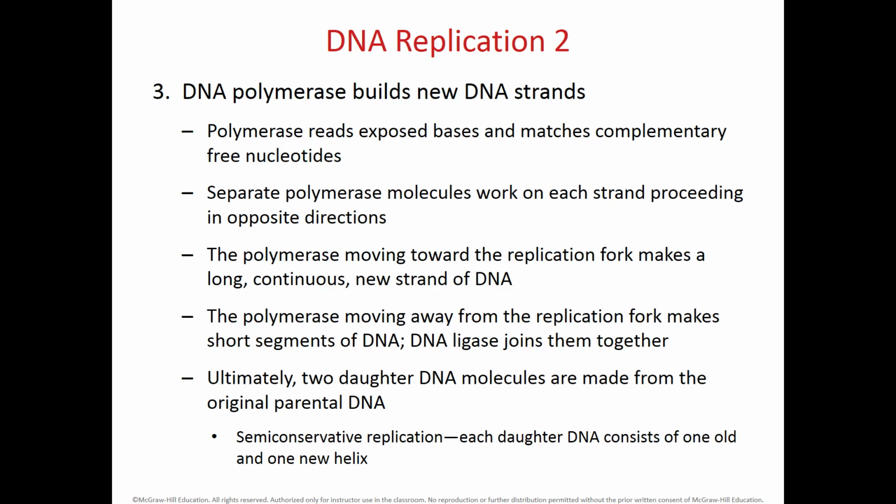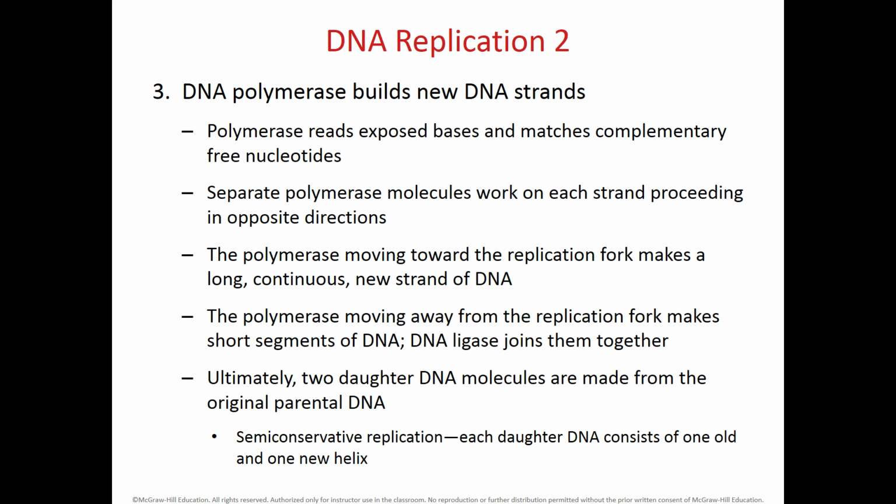And then as the polymerase is extending these new DNA strands, there are two polymerase molecules working on each strand, proceeding in opposite directions. The polymerase moving towards the replication fork makes a long continuous strand of DNA. And the other polymerase, moving away from the replication fork, will make short segments of DNA. And these short segments are known as Okazaki fragments.